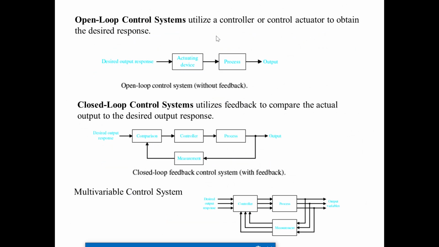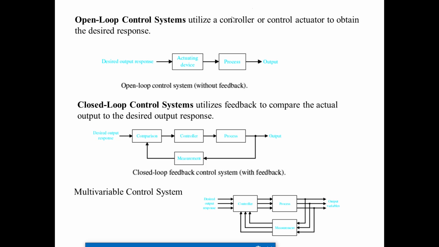And another example for an open loop control system is to utilize a controller or control actuator to obtain the desired response, the same as the previous, that is the desired output response. It will actuate the device and process it, and the output will be obtained. In a closed loop control system, as I have already said, there is a feedback loop for measuring the output signal. So it utilizes the feedback to compare the actual output to the desired output response.